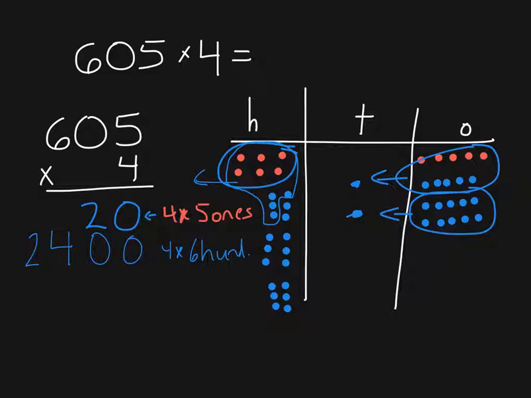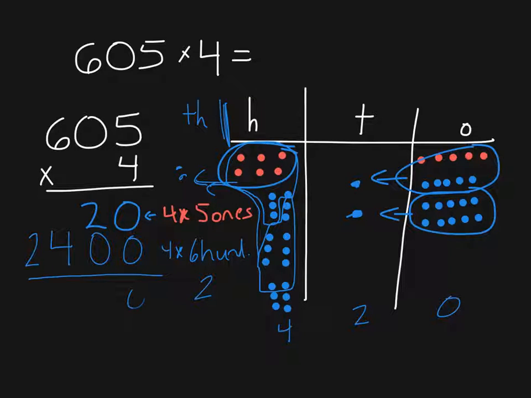Because I can bundle these together into groups of 10, and that would come over, if I had my thousands column, that would come over here, and this would come over here. Those would become thousands, and then I would have these 4 ones left. So when I add these all up, you can see in my place value chart, I have 2 thousands, 4 hundreds, 2 tens, and 0 ones. And if I add these up here, I get the same result, 2,420. So the final answer to 605 times 4 is 2,420.